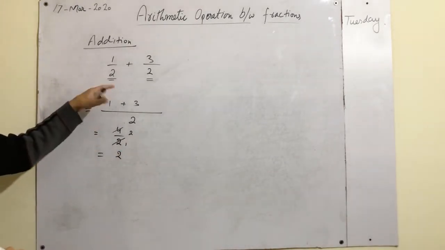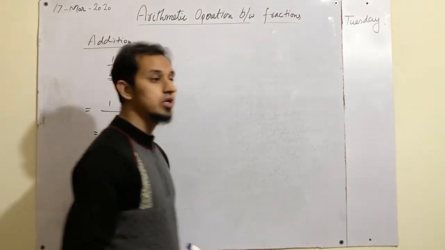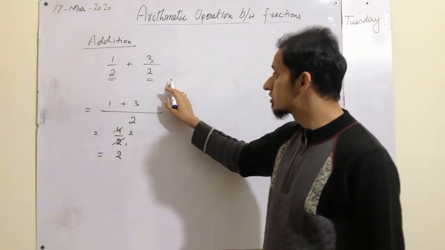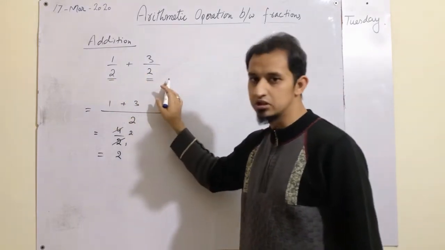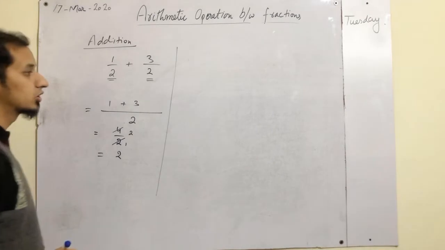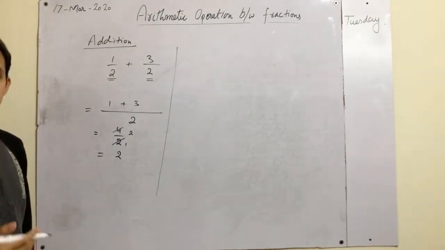This is one kind of fraction. We have different types of fractions. This kind is a type of fraction which has the same denominator. Another type of fraction is when we don't have the same denominator.